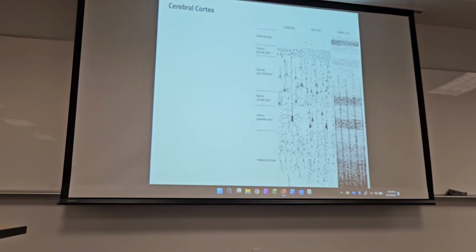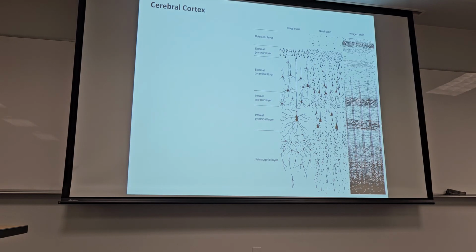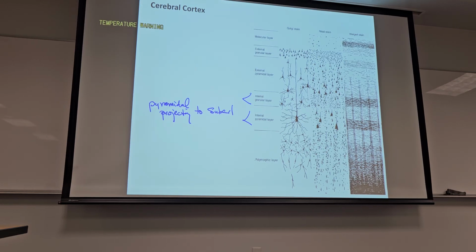Okay. So that's the internal granular layer. We are here. So the internal pyramidal layer is, again, another pyramidal neuron layer. And these are projecting to subcortical structures. So anything that's not cortex, okay? So that would be brainstem, spinal cord, basal ganglia, but what it doesn't do is not the thalamus. Okay?